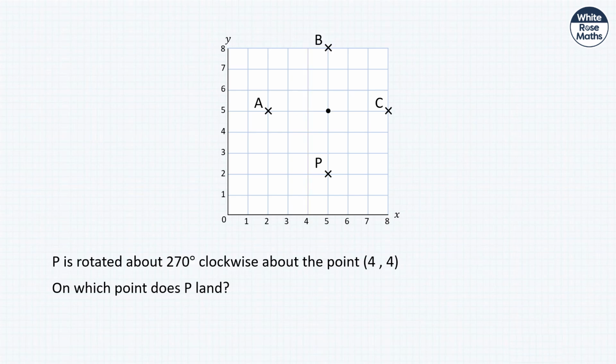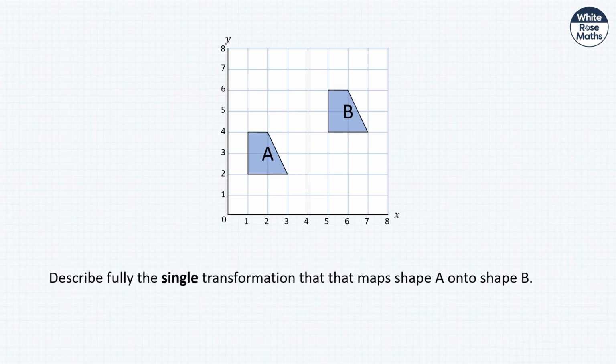This next one, P is rotated 270 degrees clockwise about the point 4, 4. So point P, guys. Clockwise means it's going to go in this direction here. So 270, so that will take us to here. So on what point does P land? P lands on C.